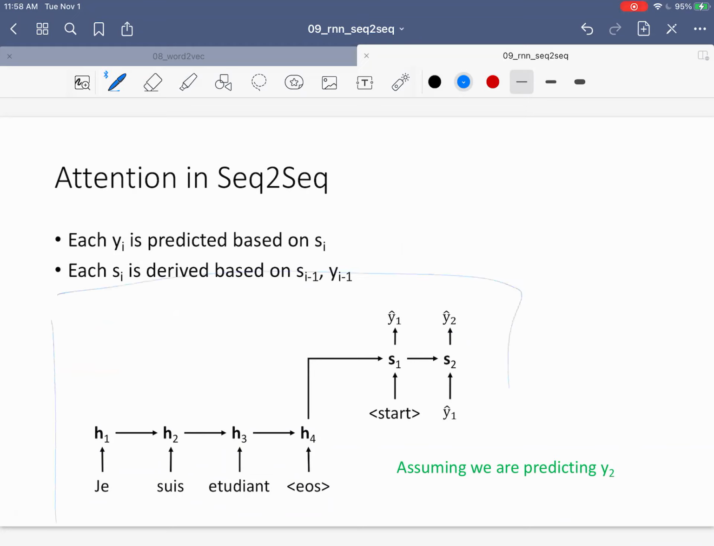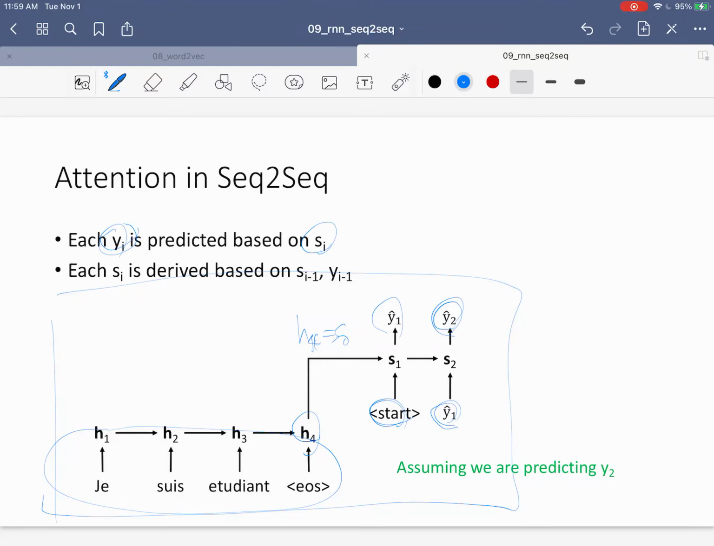So let's assume that we are exactly here. You put your French sentence into your encoder, and you have your H4, and then you copy paste your H4 to be S0, and then you have your start token. You predict your Y1, and then you put your Y1 into next time step, and you put your Y2. You predict your Y2. This is where you are. You need to predict your Y2 given Y1 hat and your start. And you know that each Yi is predicted based on Si.